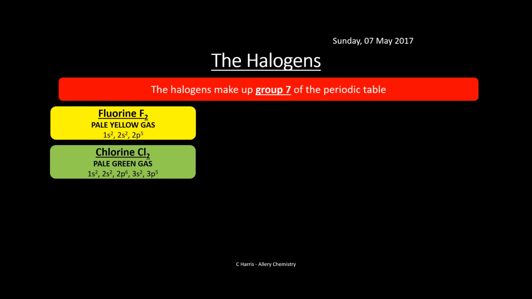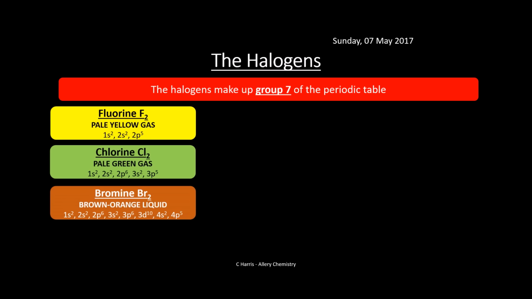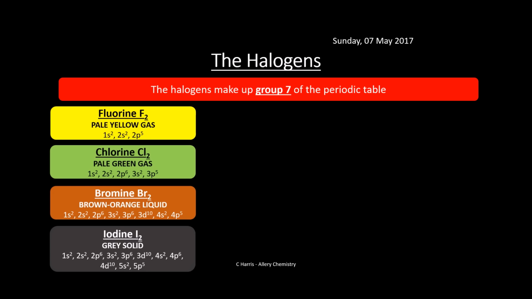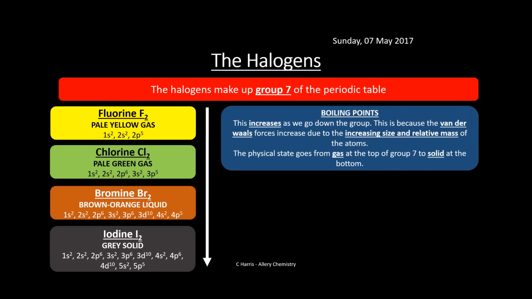Chlorine gas is pale green. It's Cl2, and there's the electron configuration for it. Bromine is a browny orange liquid, and iodine is a grey solid. You can see the electron configuration there is much longer for iodine, but it's just to give you an idea.